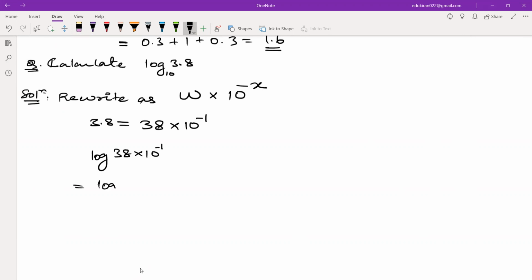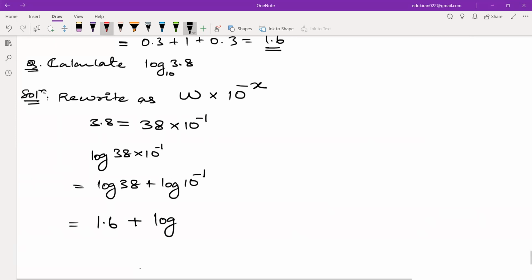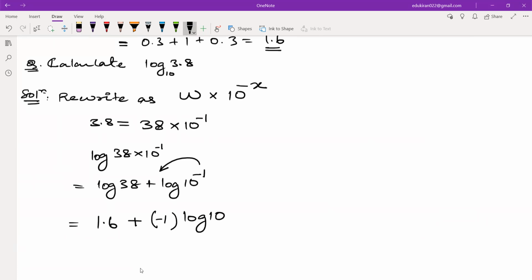This will be equal to log of 38 plus log of 10 to the power minus 1. And log of 38, I have just calculated, it is 1.6, plus log of 10 to the power minus 1. Now, this is a power and it will come down with the sign, so minus 1 times log 10. This will be equal to 1.6 minus, log of 10 is equal to 1, and this will be equal to 0.6.